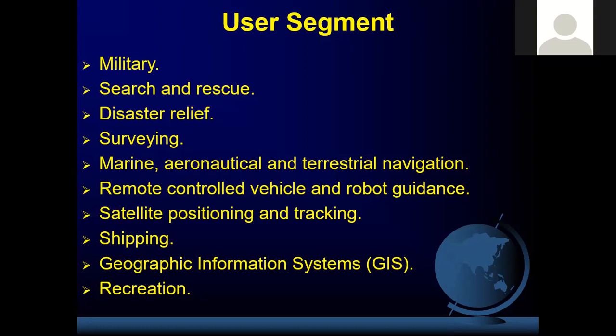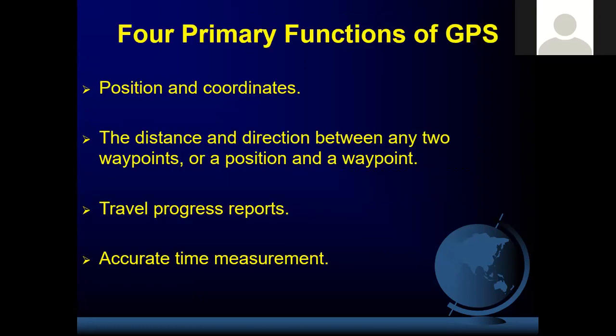So what do you need as a tourist? Not to rely on local knowledge. You need your GPS. Are you okay? All right. So 4 primary functions of GPS: position and coordinates. Get your position and your coordinates. You can get the distance and direction, between any 2 waypoints.